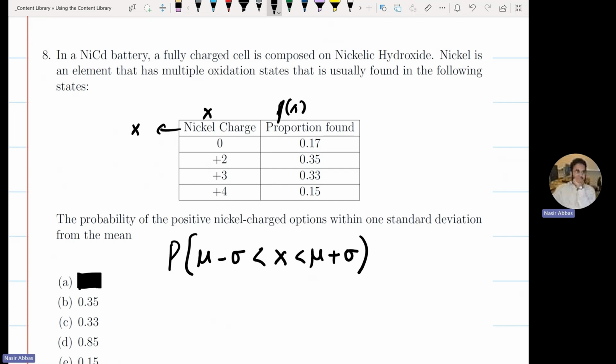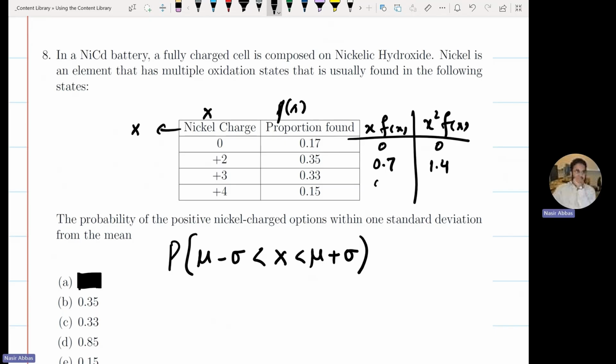Two new columns for finding the mean: you need x times f of x, and you need x squared times f of x. So let's find that. What is 0 times 0.17? What is 0 squared times 0.17? What is 2 times 0.35? 0.7. What is 2 squared, which is 4, times this one?